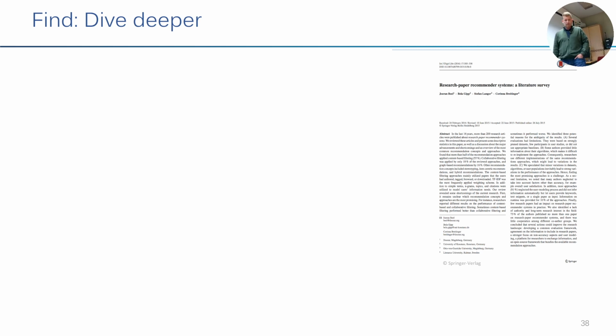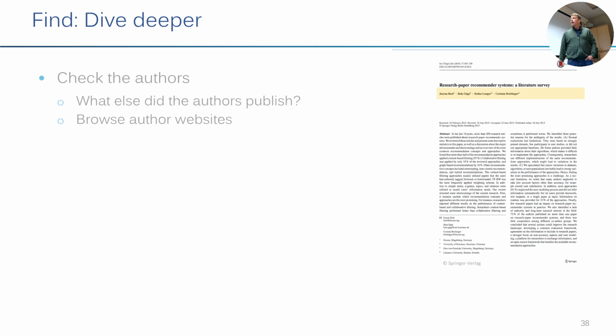Okay, so let's say we have the engine that we want to use. We have an idea of what to search for. How can we go deeper and find really what we are looking for? I mean, a very good idea is that authors don't switch research fields too often. Check what else they have published. Maybe they have published something else that is relevant to your search, to your topic.